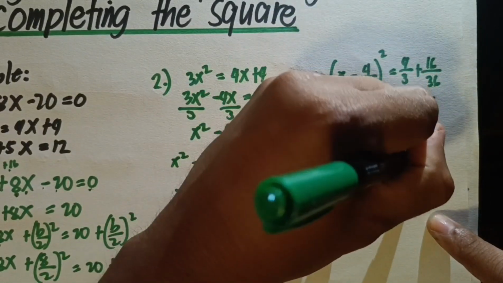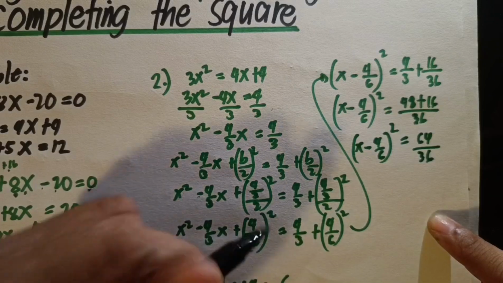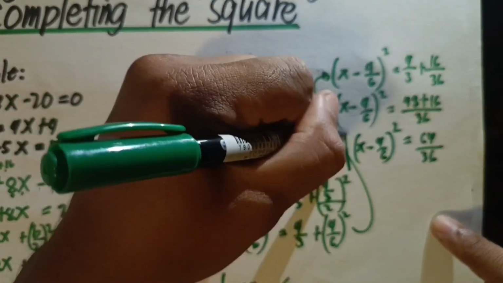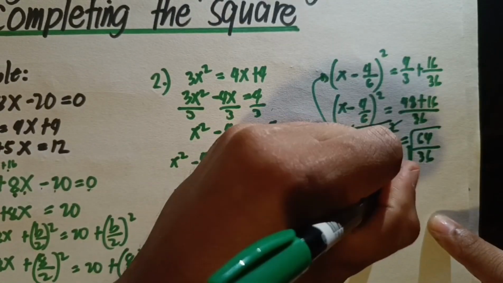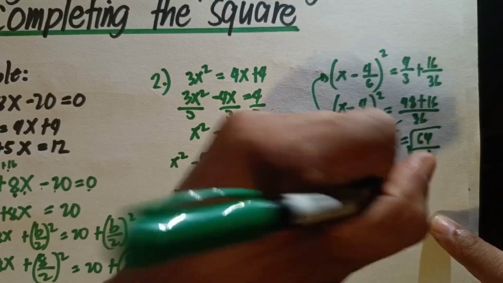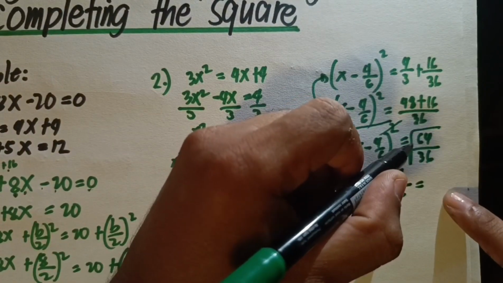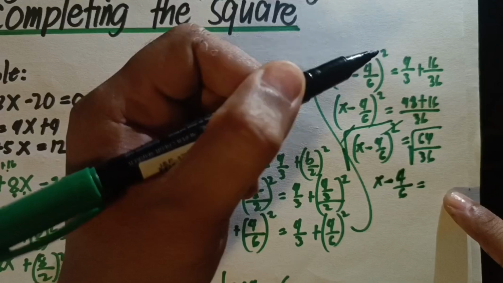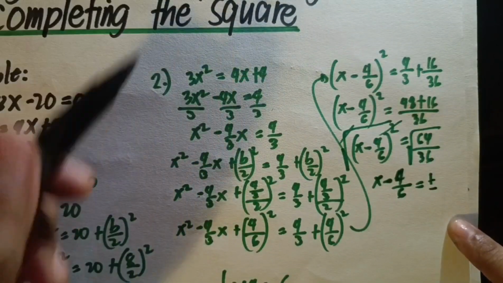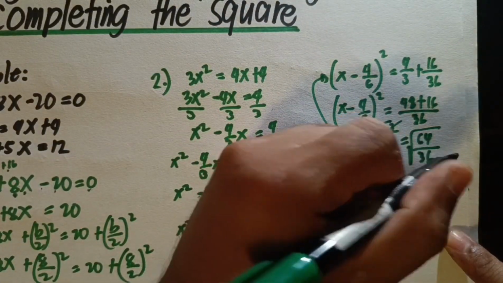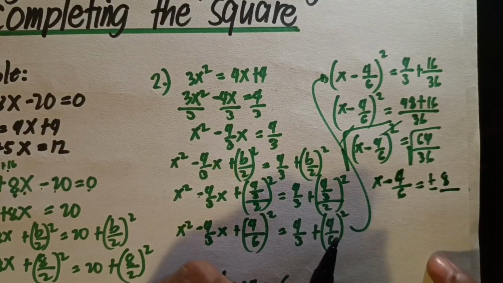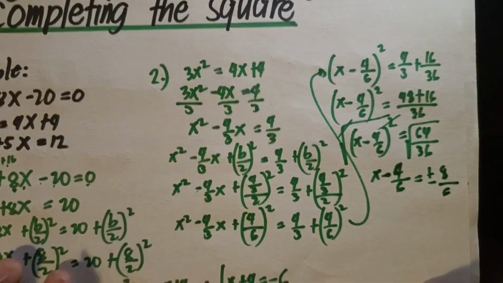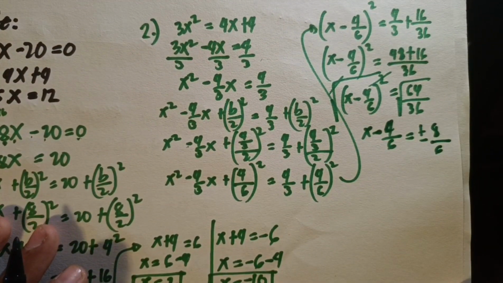64 over 36. In this case, we can now extract the square root on both sides. Square root, square root, so they cancel out. The result is x minus 4 over 6 is equal to the square root. Since we are extracting the root, it is positive and negative. So the square root of 64 is 8 over the square root of 36, which is 6. So we now have two equations to solve to get the values of x.